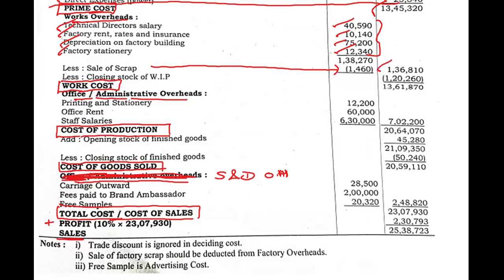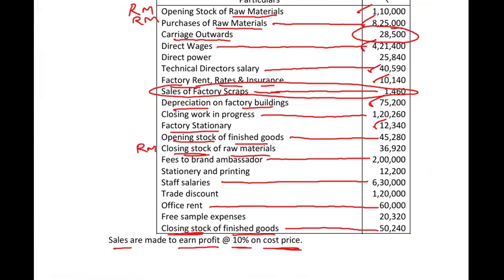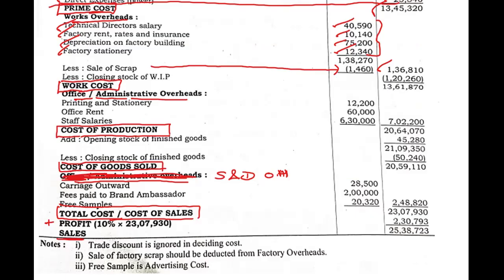1,36,810. From that we will add the opening stock of WIP, but in this question opening stock of WIP is not given. Closing stock of WIP is given, which is how much? 1,20,260. Okay, see here, closing work in progress is 1,20,260. That is deducted here. Then we get the work cost. How much is the work cost? 13,61,870. To that we'll add the office and administration overheads.